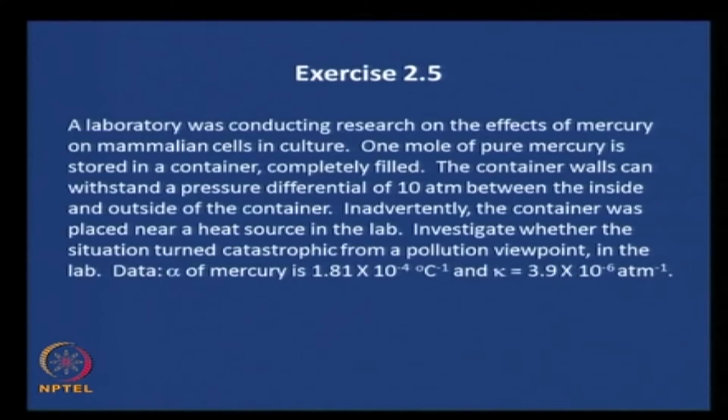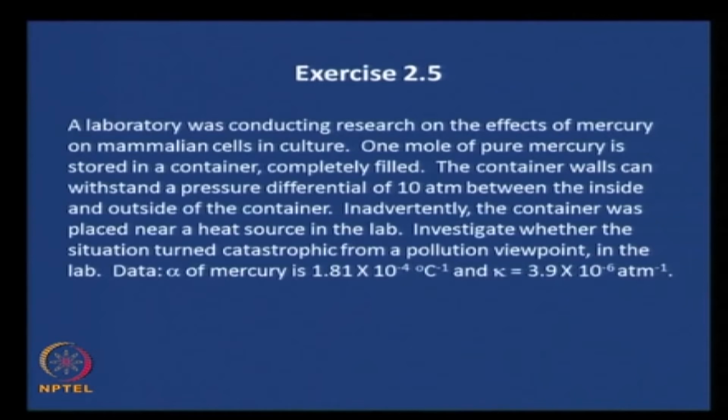What is meant by this is, when mercury spills out, that can cause big, catastrophic pollution. You have heard of the Minamata Bay disaster, where fish in Japan were poisoned with mercury. So this is from that angle. You need to check whether there was a spill of mercury, in other words, whether the container exploded.